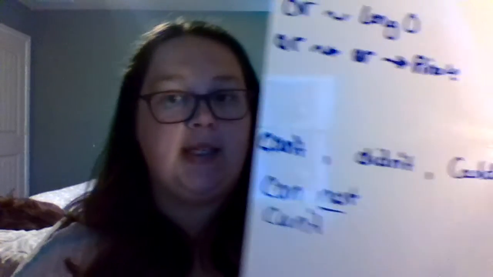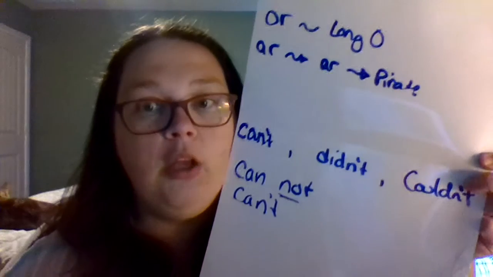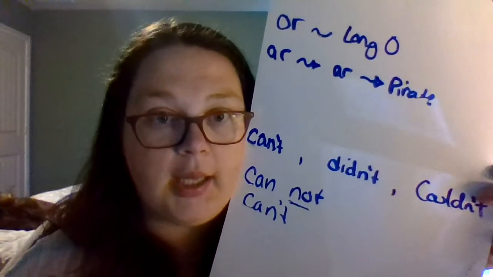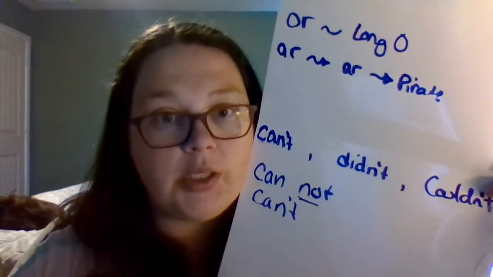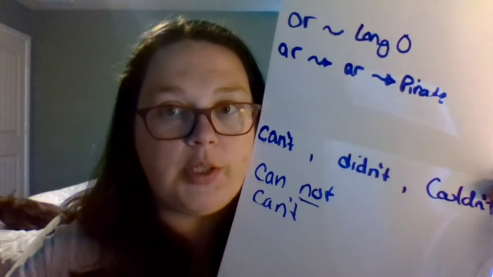Same thing with didn't. Didn't is did and not smashed together. Couldn't is could and not smashed together. Those are all contractions, words that come together and are smushed together. So those are the words that we covered today, and those are words in your story.